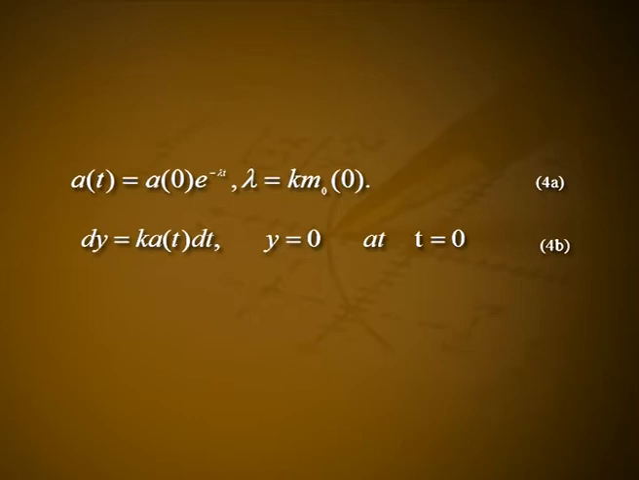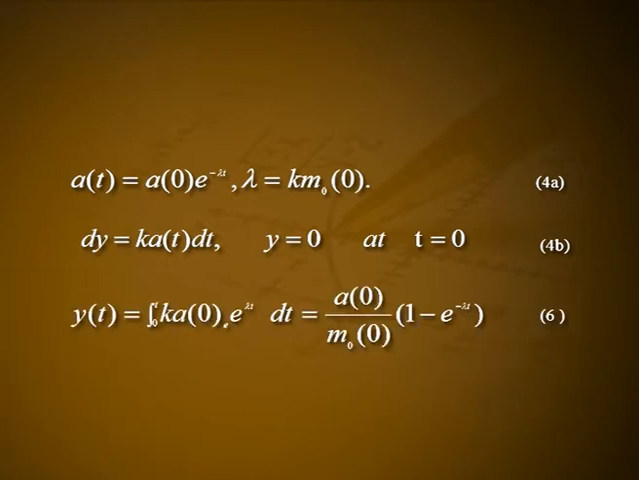We now use equation 4a and 4b to determine y as a function of t. y of t is equal to the integral from 0 to t of k into a0 into e to the power lambda t dt, which is equal to a0 by m naught of 0 into 1 minus e to the power minus lambda t.